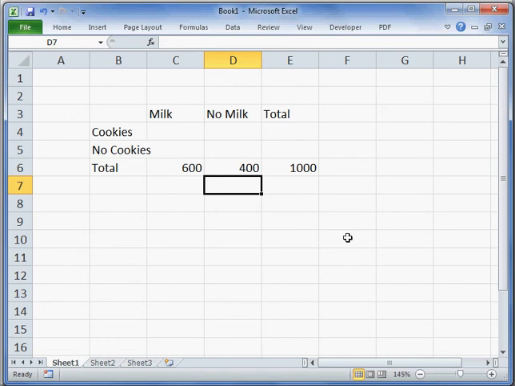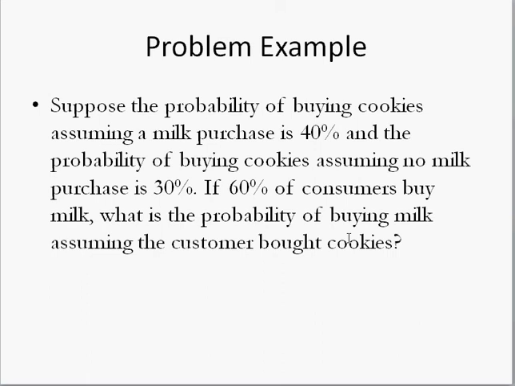So that's great. We filled in our table a little bit, so now let's look at what's next. We know that 40% of milk purchasers buy cookies. See how that's stated here? This is the probability of buying cookies assuming milk.